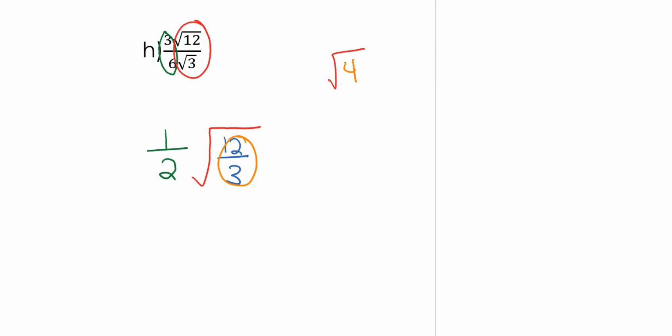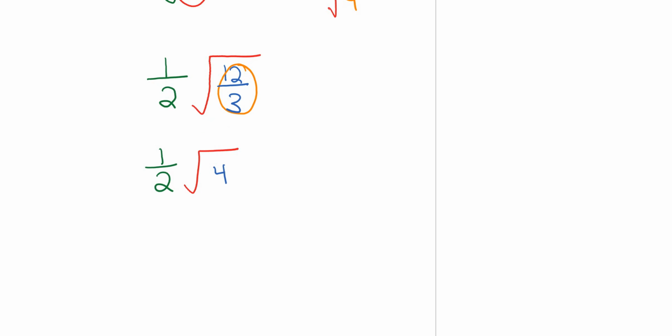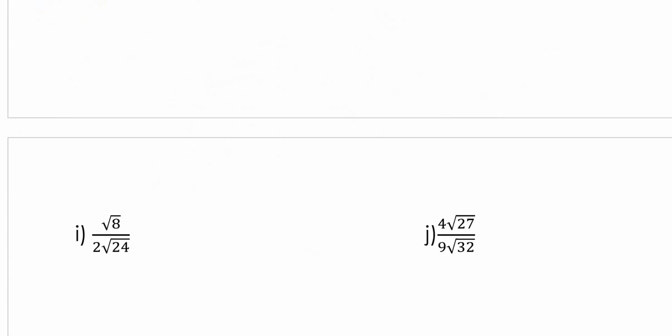So anyways, I will write this out the long way. This is 1/2. And then root 4, and root 4 is going to be equal to 2, so now we have 1/2 times 2, and I guess the 2's can cancel off, and your final answer is simply going to be 1. Okay, let's keep on going on.